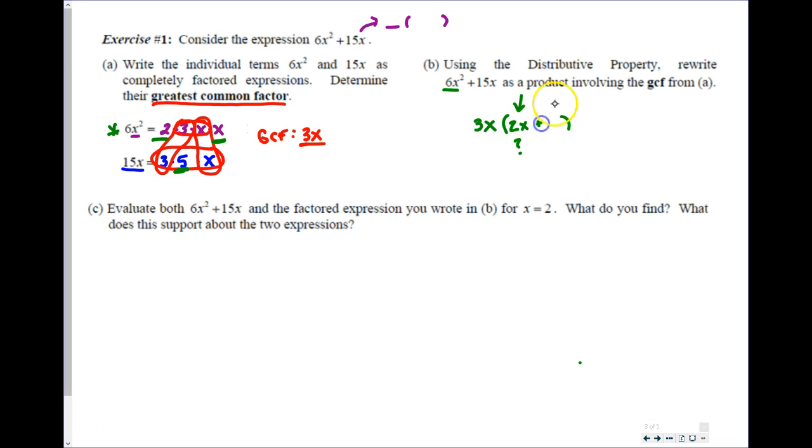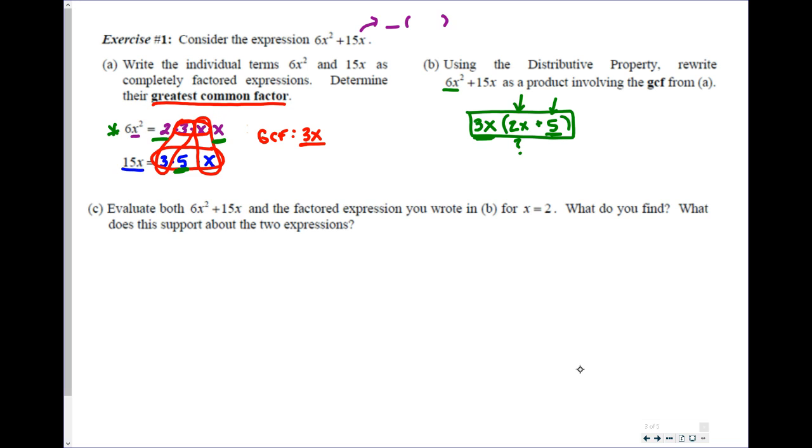Additionally, what would have to go here to get a 15x? Like, if I have 3x here, what has to go here to get 15x? Well, it has to be a 5. Like, this is logically thinking of what has to be left over. If I know that my GCF is 3x, what has to be left over to go inside? I prefer this second way better. It's less confusing to me, but again, the more you do this, the more you'll get a feel for it.